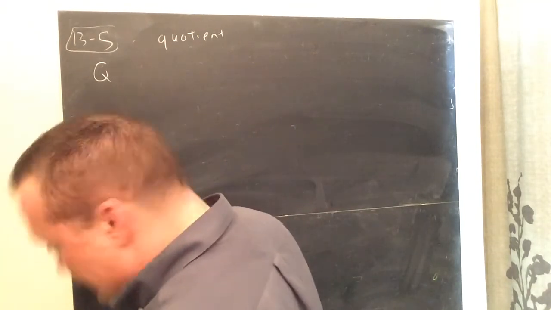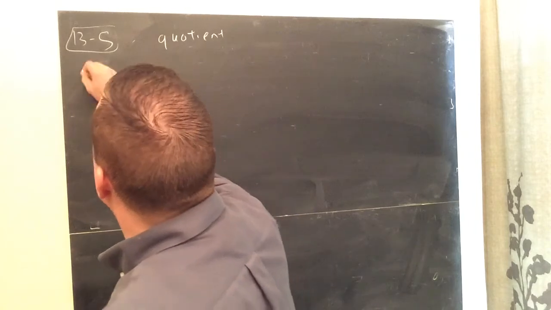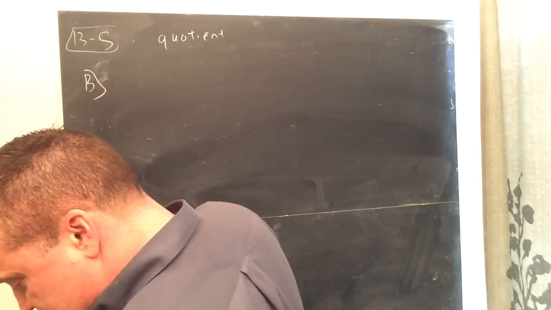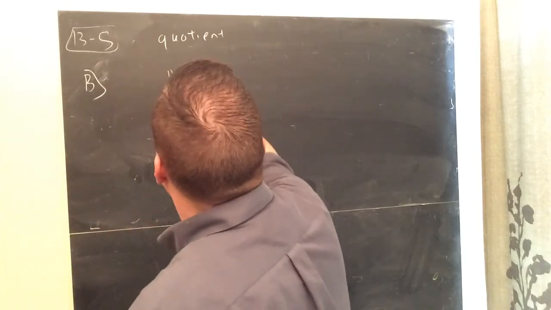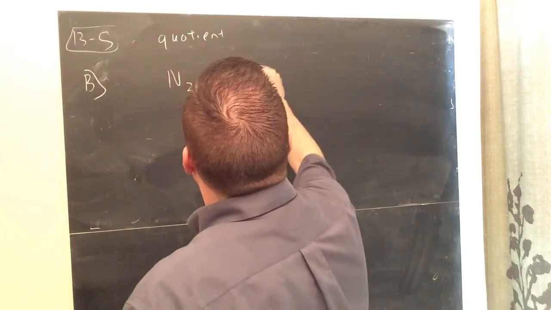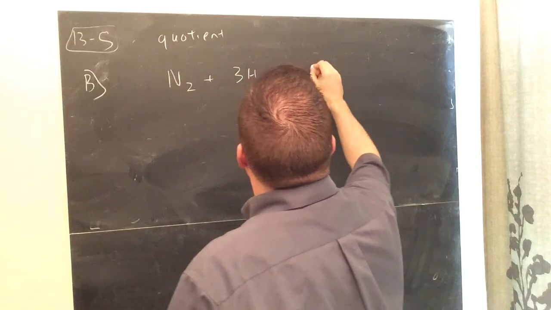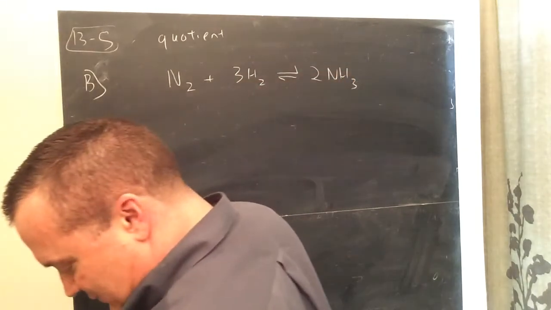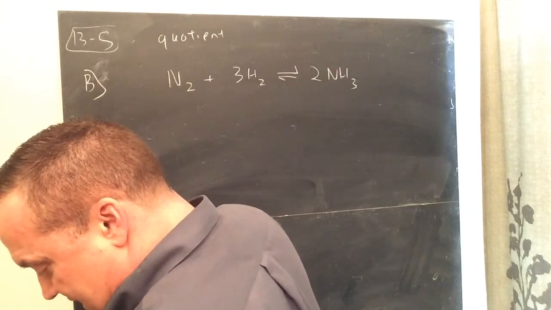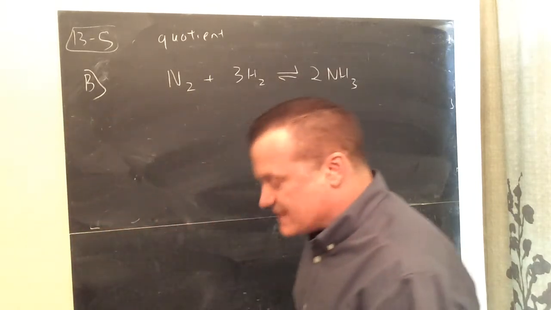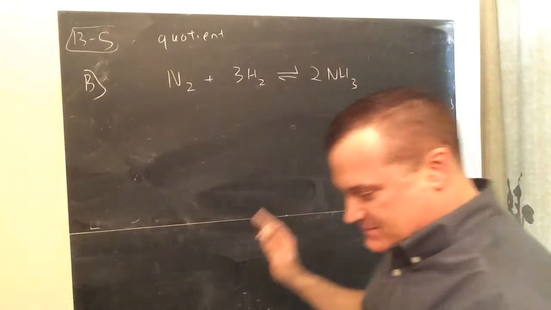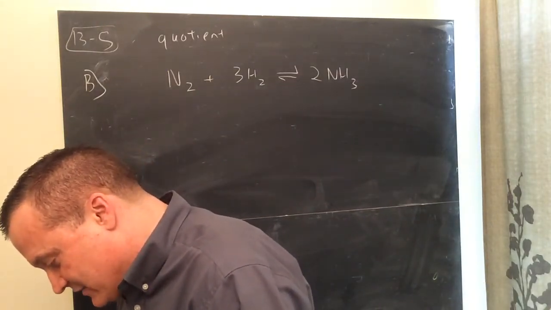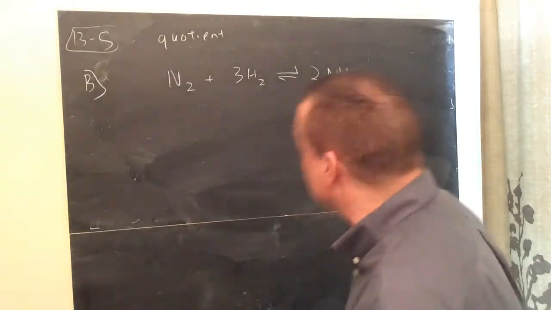I probably won't do all of these, but let's just see. N2 plus 3H2 gives you 2NH3. Right? Did I say 3? Okay. For a system at this position, what we're doing is saying we have these 3 gases mixed together, and we know that the K value is 6 times 10 to the negative 2.